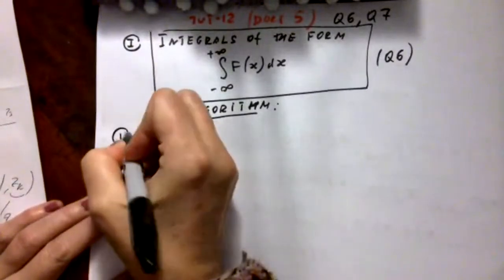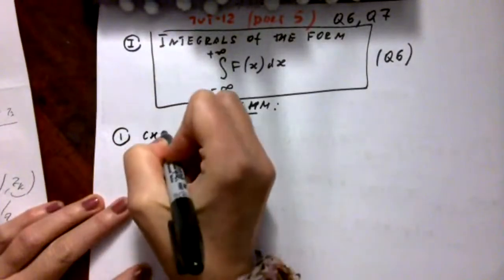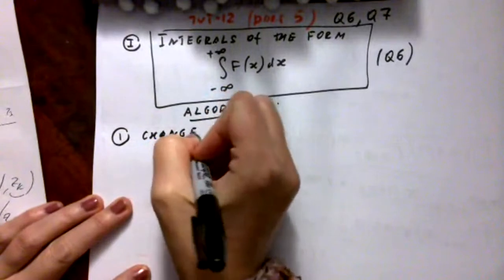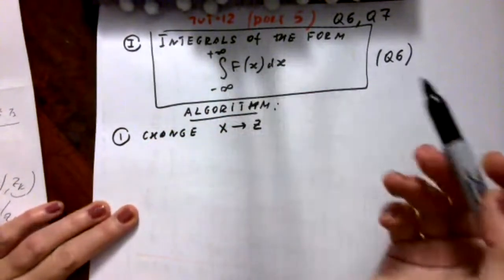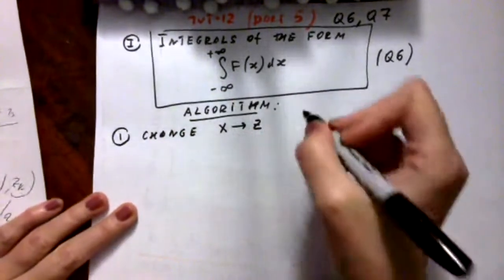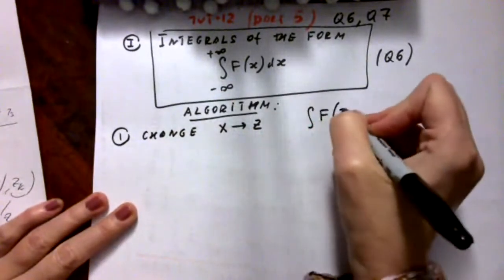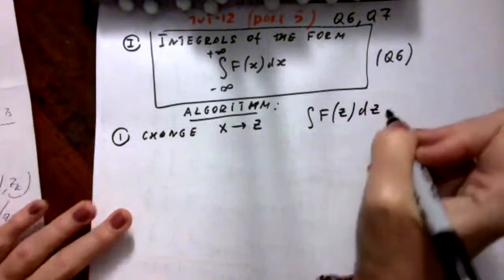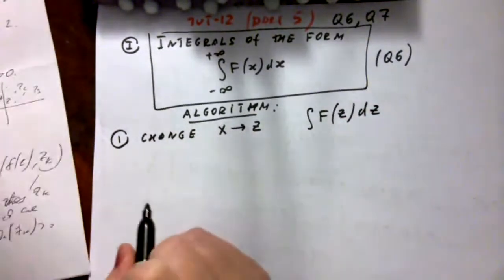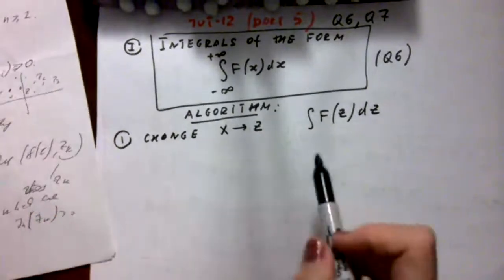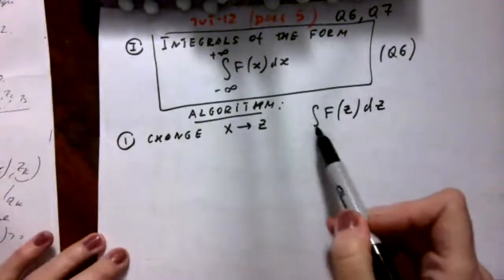So the first step is change your variable from x to z. Just change letter x for letter z. That's it. Immediately you will get the integral of f of z, where z is always associated with complex number z equal to x plus yi, of course. So it means that we launch ourselves into the complex variable space.